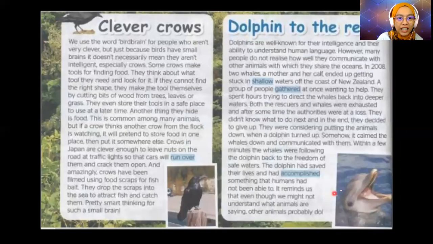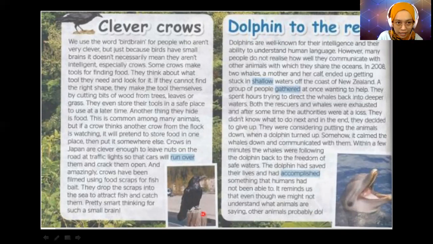Okay, let's go to the next one. Now we are talking about another 2 animals. So we have clever crows. We talk about a crow first, and then we have dolphin to the rescue. So we have crows, we have dolphins.